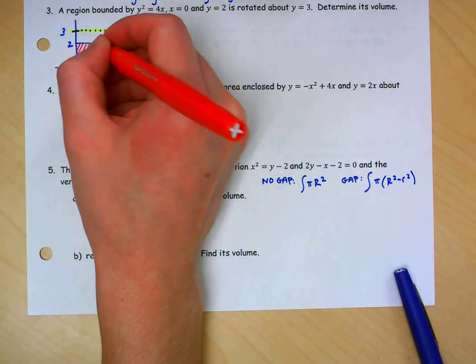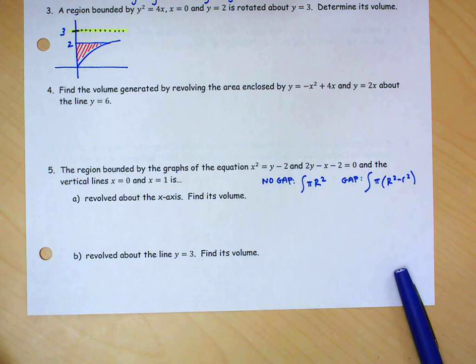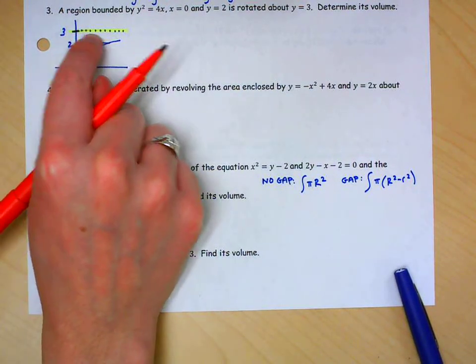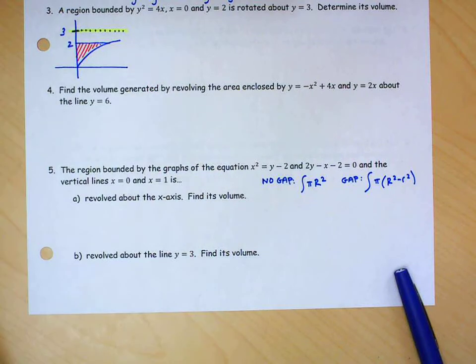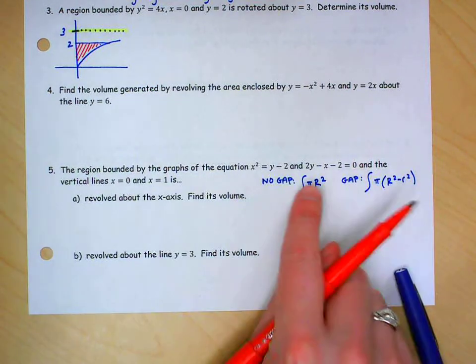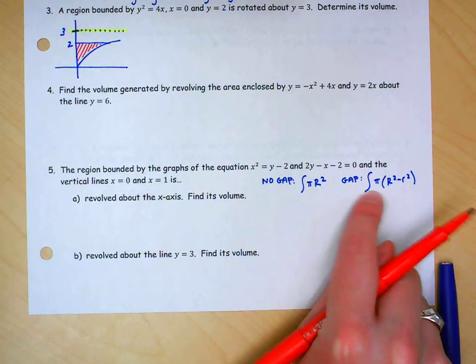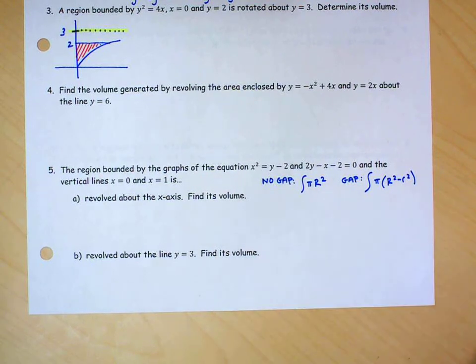My region is bounded by x equals 0, y equals 2, and the curve y squared equals 4x. And there's definitely a gap because this highlighted line is not flush against my area that I'm revolving. So this is going to be a gap problem. There is a gap, and we're going to have pi times the quantity big R squared minus little r squared. Well, let's see if we can figure out what these r values are going to be.